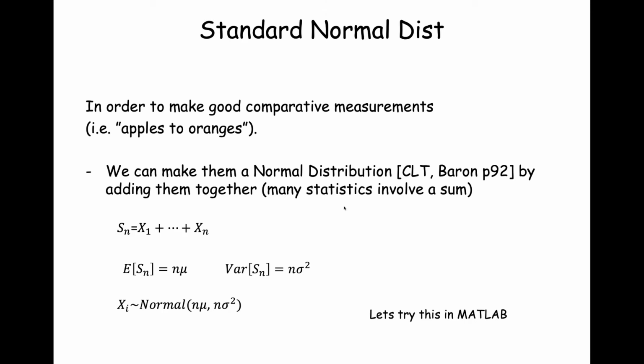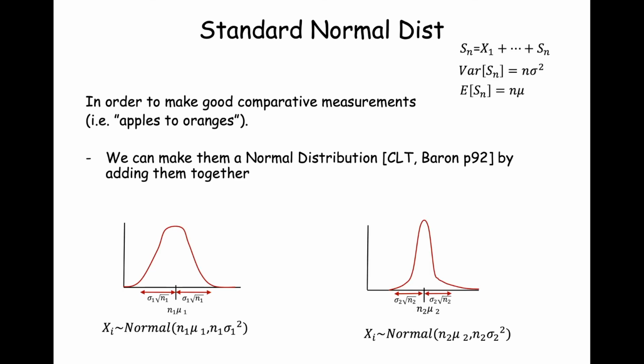So we just tried out this central limit theorem, and it says that if your estimator, your statistic, involves a sum, we can make it look like a normal distribution. And we just demonstrated that in Matlab. And so in order to make good comparative measurements between two different distributions, we need to take advantage of this central limit theorem and therefore not compute the raw measurements, but report some statistic over the raw measurements that includes a sum, because now something that's Poisson and something that's exponential would now look like a normal distribution.